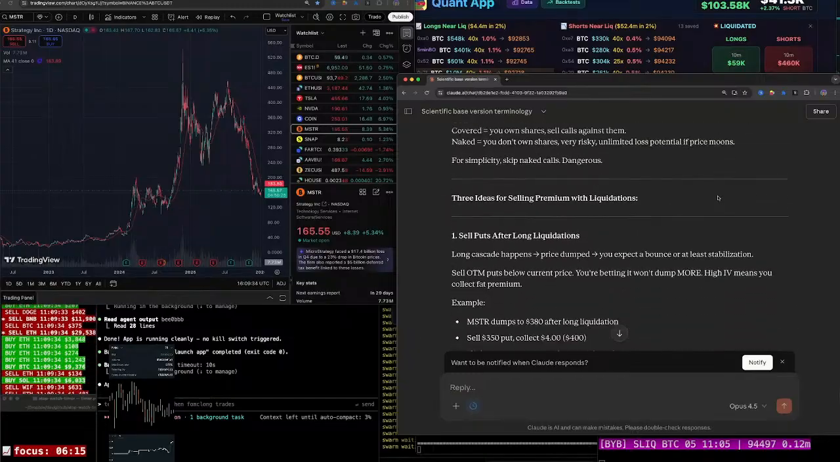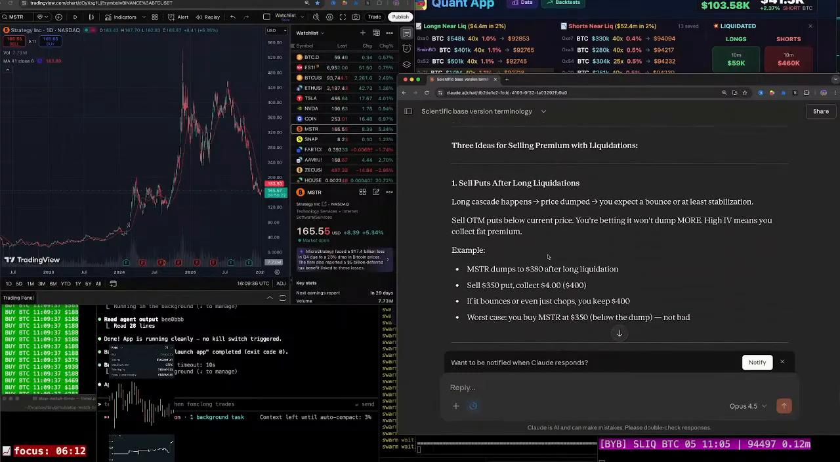Premium: sell puts after a long liquidation. A long cascade happens, price dumps, you expect a bounce or at least stabilization. Sell out-of-the-money puts below the current price. You're betting it won't dump more. High IV means you collect fat premium. The higher the IV, the higher the premium. So I need to have a premium IV scanner, bro. Sell out-of-the-money puts below current price. You're betting it won't dump more.